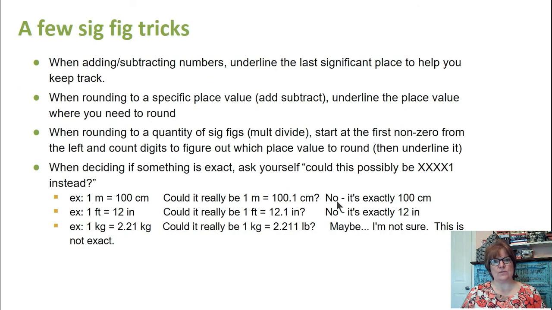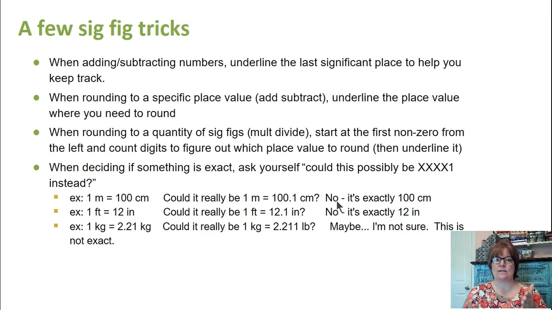So a couple of tricks for dealing with sig figs. If you're adding or subtracting numbers, it's really helpful to underline the last significant place value of each measurement, especially because you rarely have them written down vertically. You often have them written horizontally. So it's much easier to underline them and help keep track of where they are in the place value. If you are rounding to a specific place value, whether you're counting sig figs, my final answer, I need to round it to 2 sig figs, or I need to round it to the 10th place, underline the position that you're trying to round to.